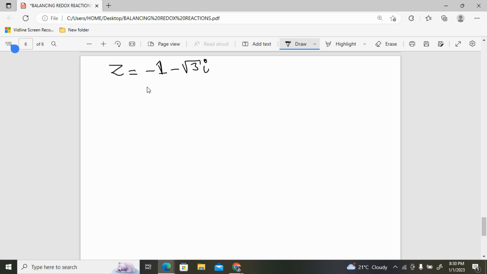First thing first, let's see in which quadrant this complex number is. So we can see that the real part is negative, the imaginary part is also negative. You ask yourself, in which quadrant is both x and y negative? So this is the negative x, this is the negative y, meaning that this complex number is going to be here.